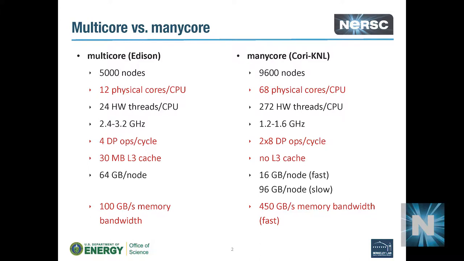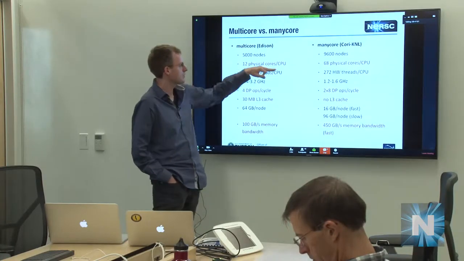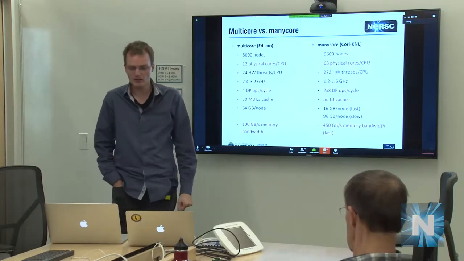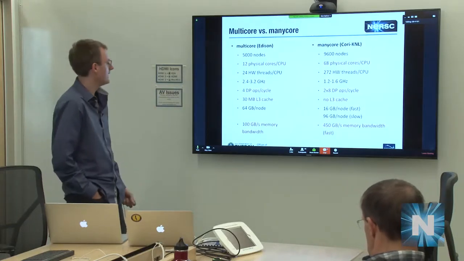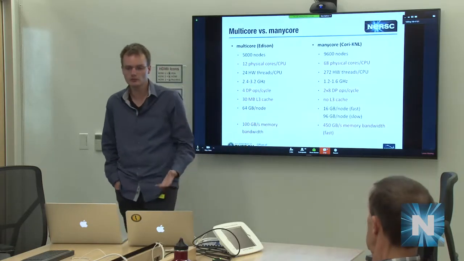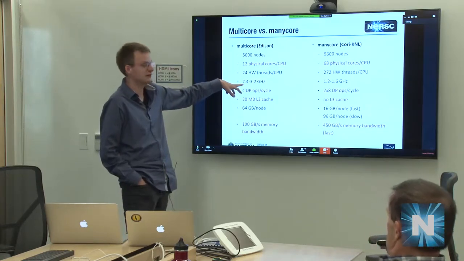First, again, the differences between, for example, Edison and what we have in Cori KNL. We have twice as many nodes now, which is quite good throughput-wise. But also note that we now have many more cores per CPU, as well as many more hardware threads per CPU. So when you target Cori KNL, you want to exploit that. If you don't, your code won't perform well, because the single core speed is half as fast.